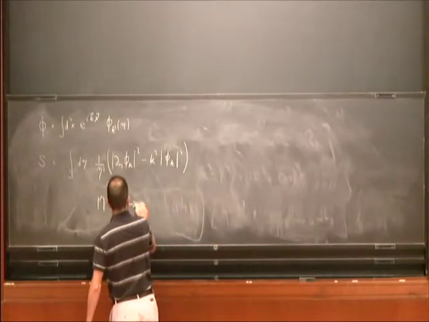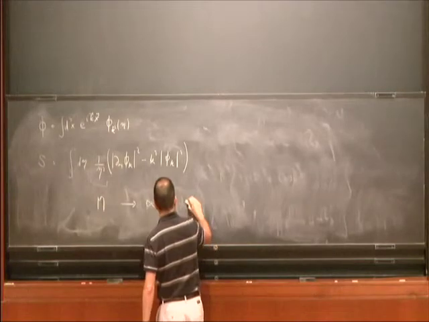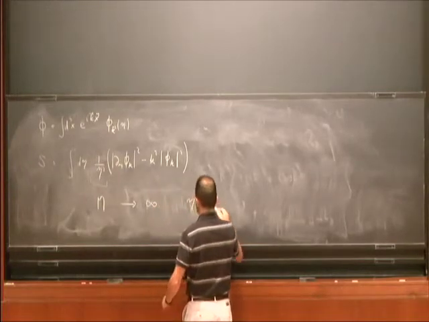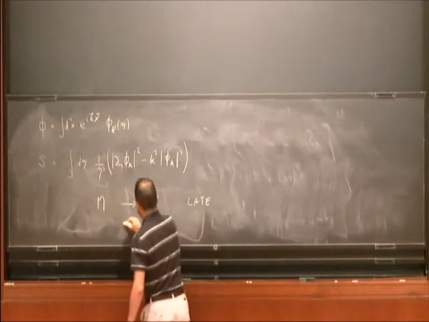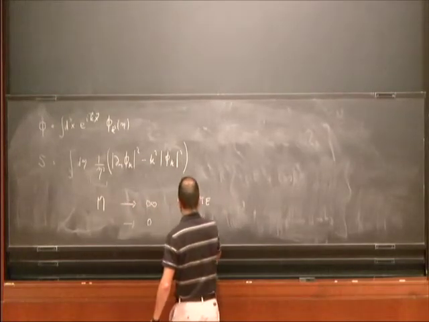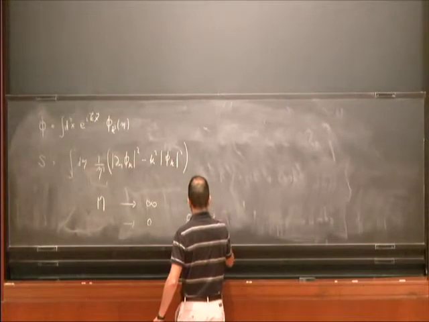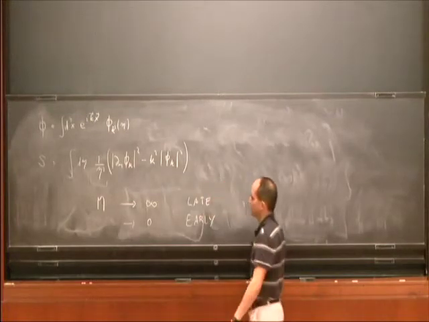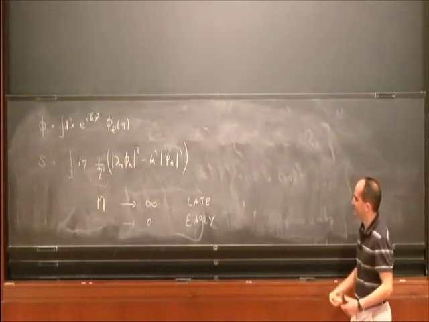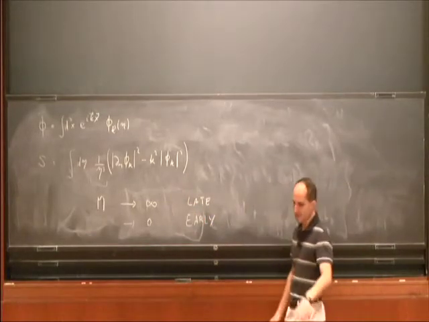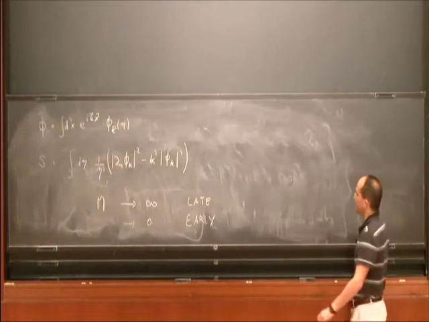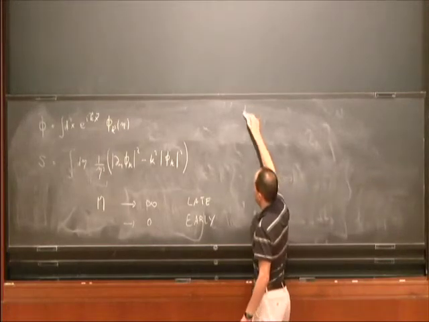Yeah, so the mass goes to infinity when eta goes to 0, so late times, and the mass goes to 0 at early times. Now, the mass going to infinity means the harmonic oscillator is becoming very classical at late times, and that we'll see more clearly later. Okay, so we need to quantize this.